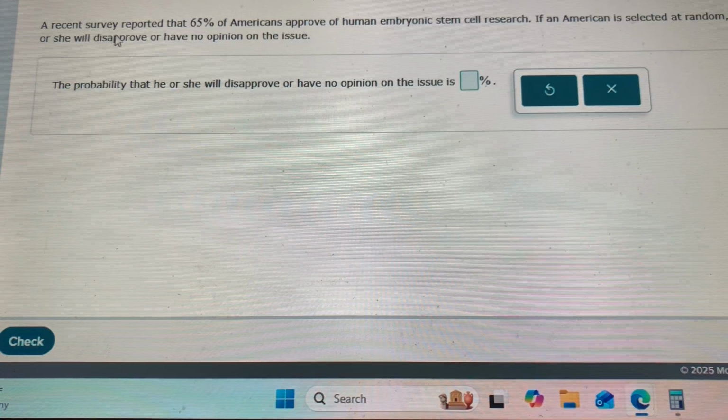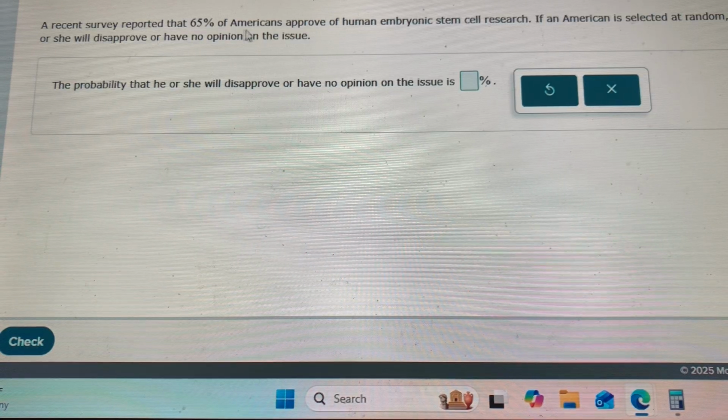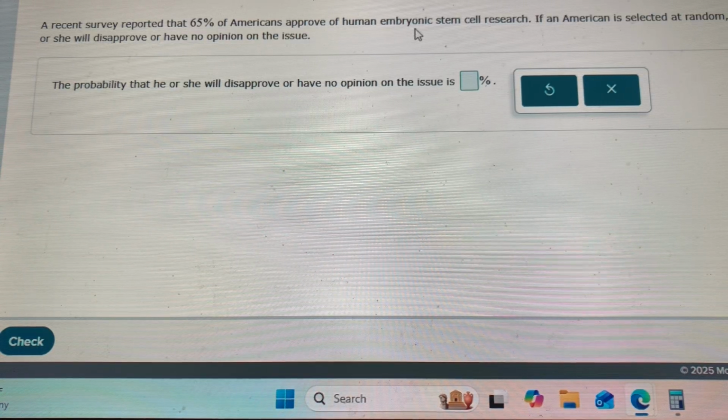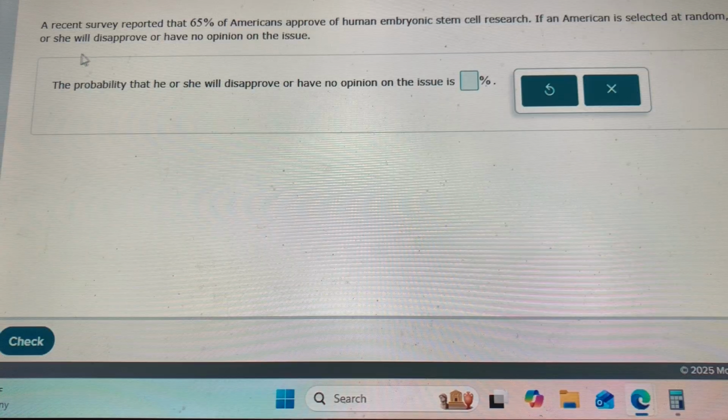In a recent survey reported that 65% of Americans approve of human embryonic stem cell research. If an American is selected at random, find the probability that he or she will disapprove or have no opinion on the issue.